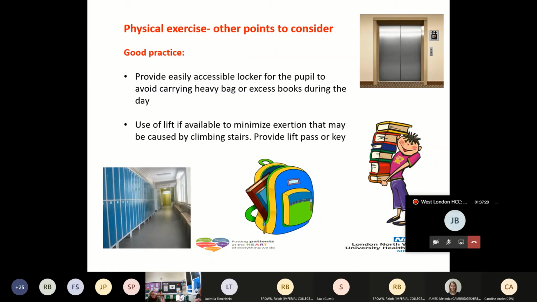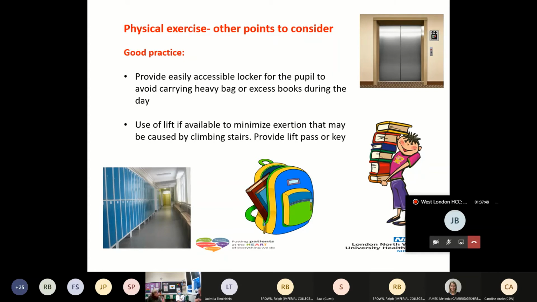So that action of just the bag. It's really good practice actually if they have access to a locker that perhaps they can put their books in at the beginning of the day, and they can then go back to it at break time, and then similarly at lunchtime, and then after school as well, just to avoid any unnecessary exertion.